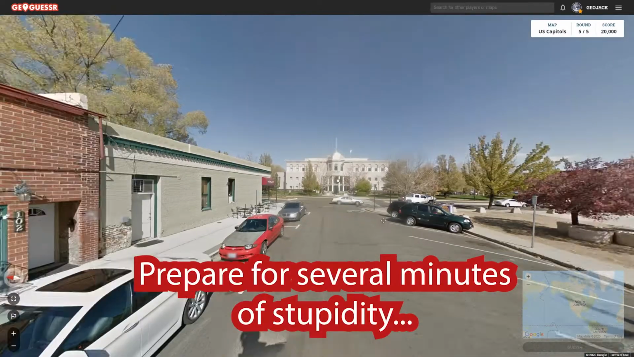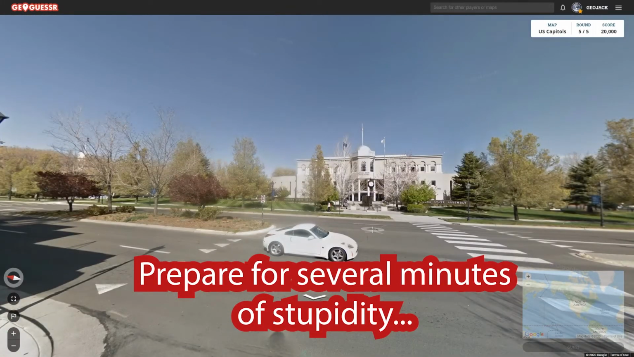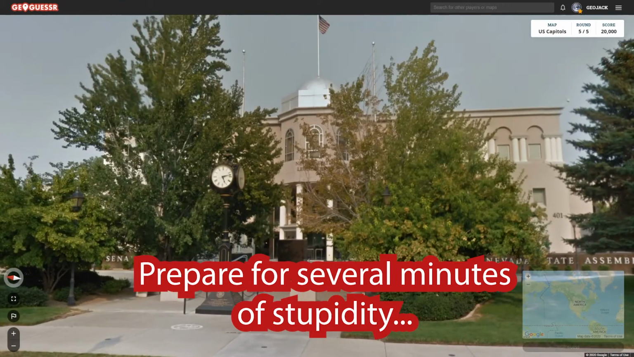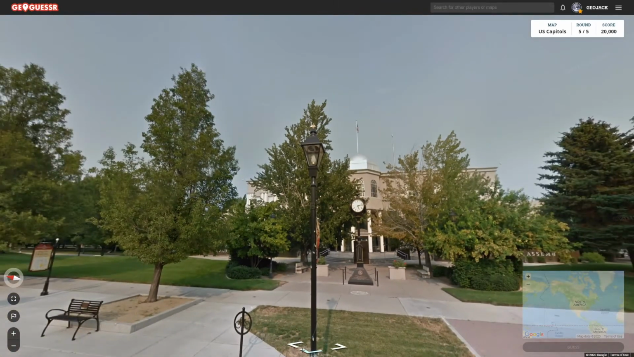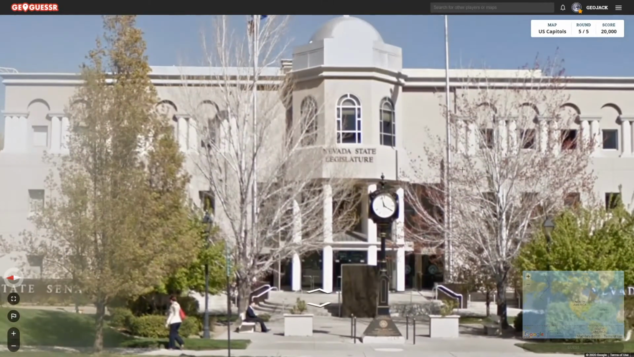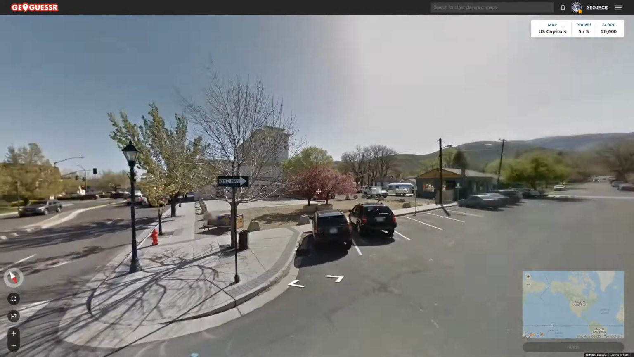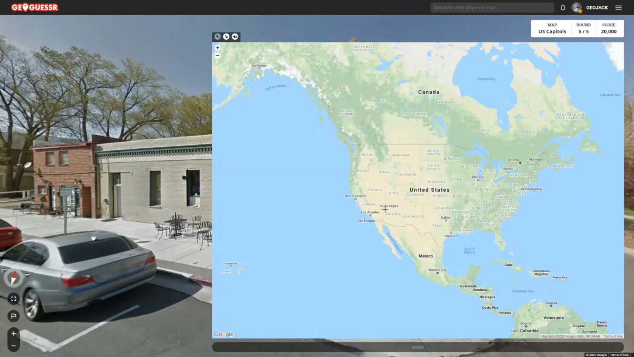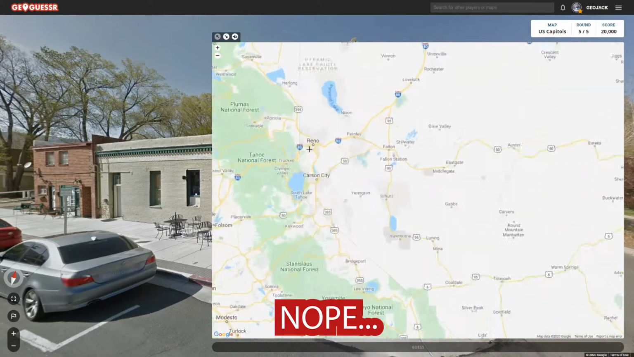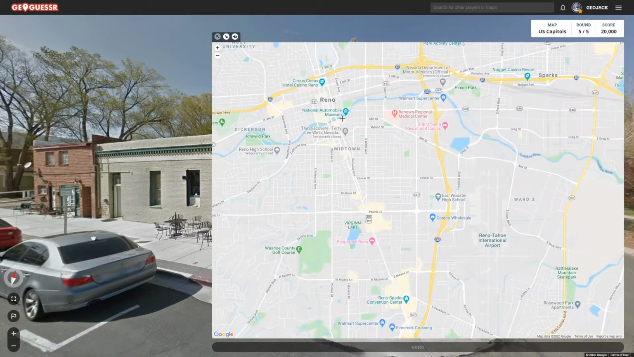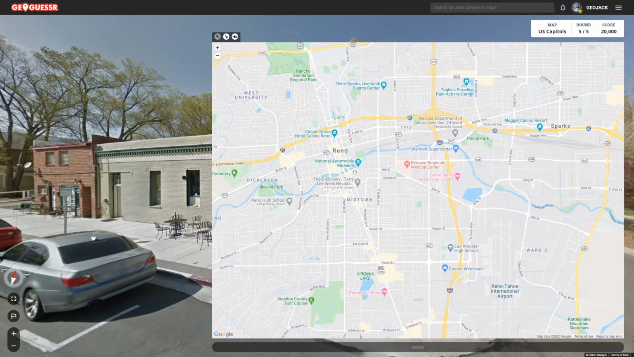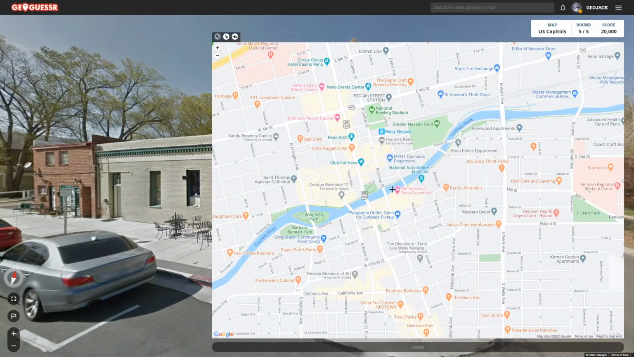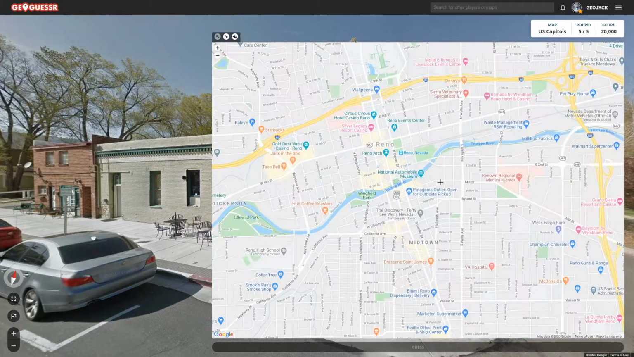Right, this is definitely southern Wild Westish. Nevada state, is that? Did that say? No, yeah, it must do. Nevada State Legislature, right. So, the capital of Nevada is not Las Vegas, it is Reno, and I'm pretty sure I know that. So let's see if we can find the Capitol building again.